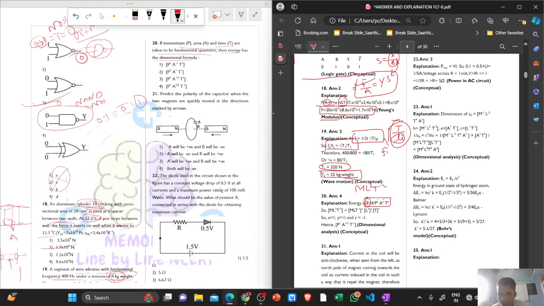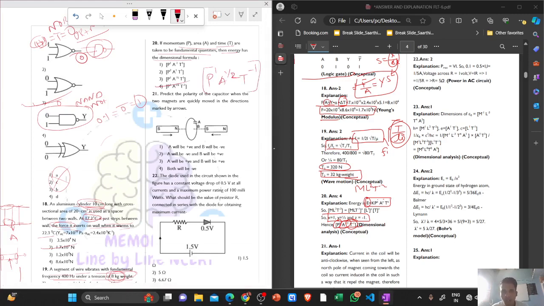Comparing the other dimensions, you can easily get the values of x, y, and z, which are x equals 1 by 2 and so on. From here, you can get that energy is proportional to momentum to the power 1, area to the power 1 by 2, and time to the power minus 1. So the answer will be option number 4: C to the power 1, A to the power 1 by 2, or C to the power minus 1.